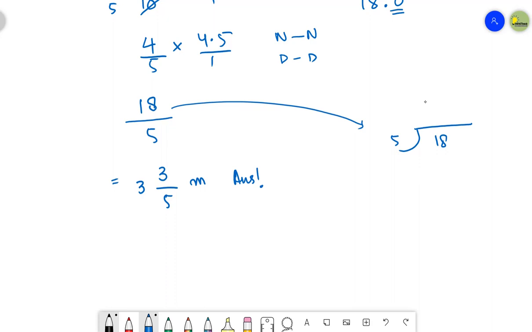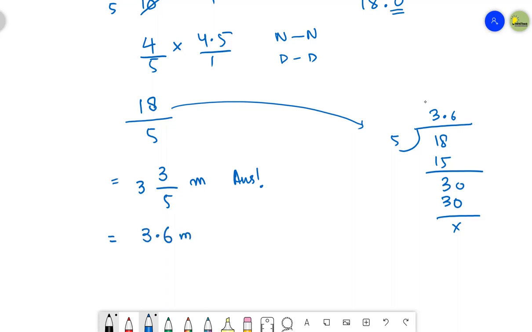So 5 3s are 15. Then you are having 3. 3 is less than 5. Write down the point over here and add a 0. Now you know that 30 can be cancelled by 5 by multiplying it with 6. 5 6s are 30. It is cancelled. So if I talk about the decimal value, then it is 3.5 meters.